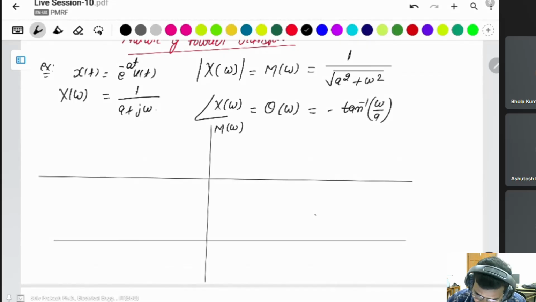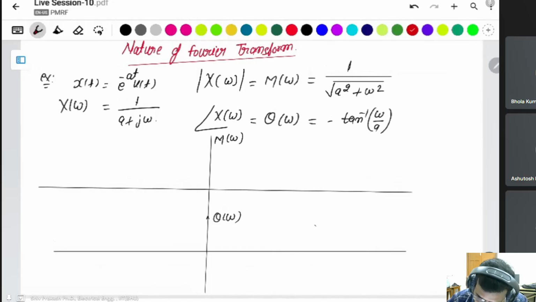Magnitude phase, this one will be the angle plot axis. This magnitude is the origin. What was at 0? At 0, omega is equal to 0, then 1 divided by root of a square, it means 1 by a. This is the value of 1 by a at 0.